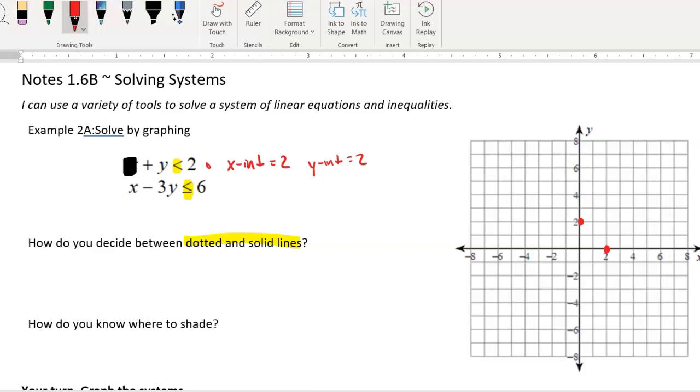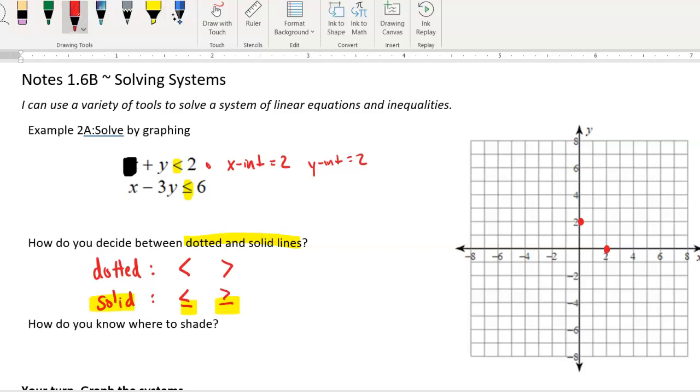Because remember, what a line represents is a whole bunch of points that make up that line, an infinite amount of points. So we need to figure out: are the points on the line included? We call this a boundary. So are the points on that boundary included or not included? Here's how you can tell. We use a dotted line if we're working with less than or greater than. We use a solid line if it's less than or equal to, or greater than or equal to those values. So the main thing to look for is the line underneath the inequality. If there's a line underneath the inequality, we use a solid line.